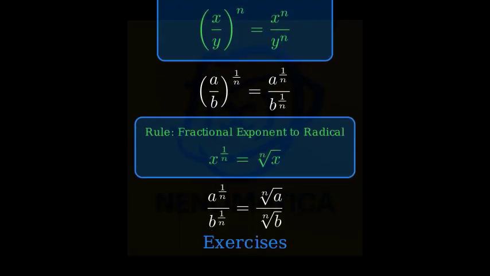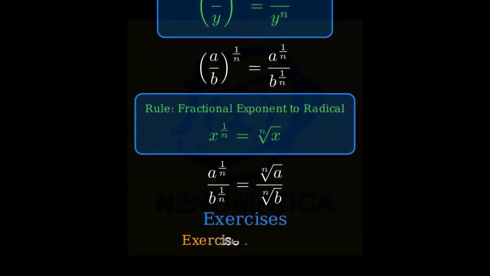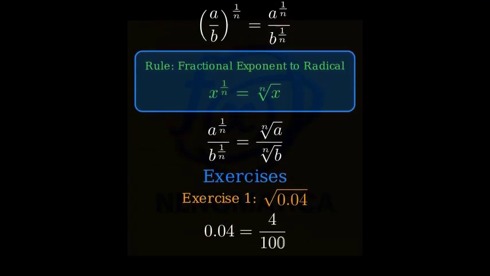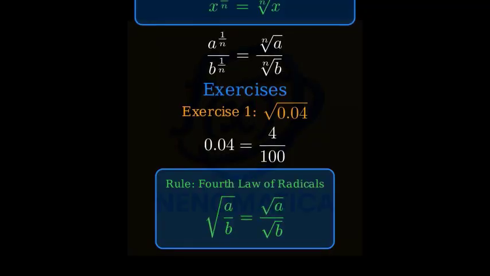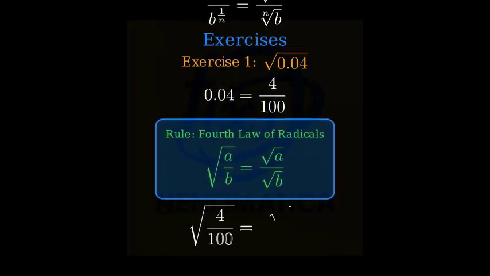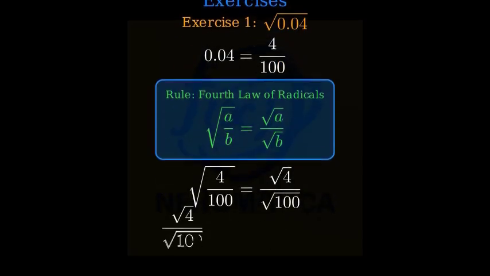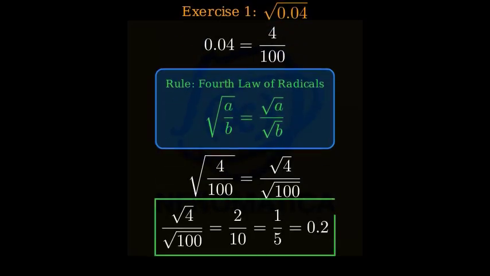First exercise, find the value of the square root of 0.04. To solve this, we'll first convert the decimal to a fraction. 0.04 equals 4 divided by 100. Using our radical division property, the square root of 4 over 100 equals the square root of 4 divided by the square root of 100. The square root of 4 is 2, and the square root of 100 is 10. So our answer is 2 divided by 10, which simplifies to 1 over 5, or 0.2.